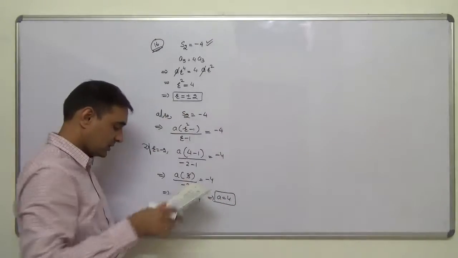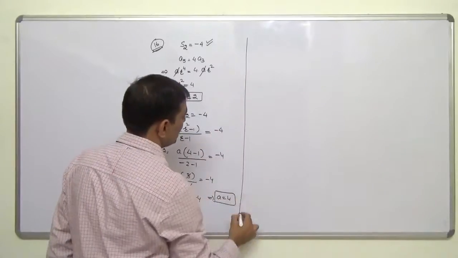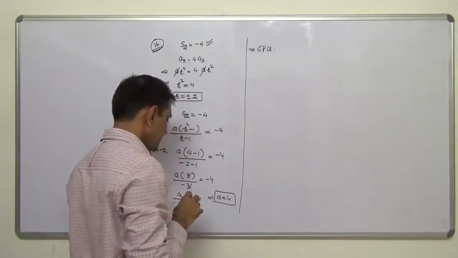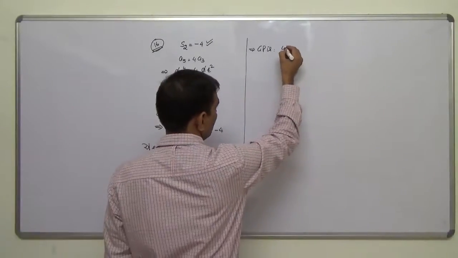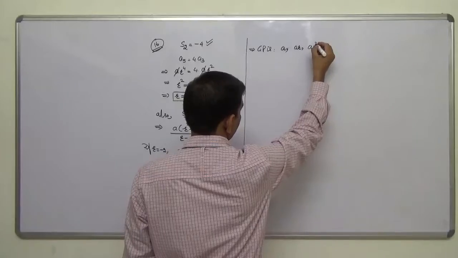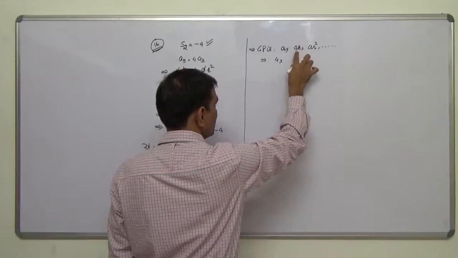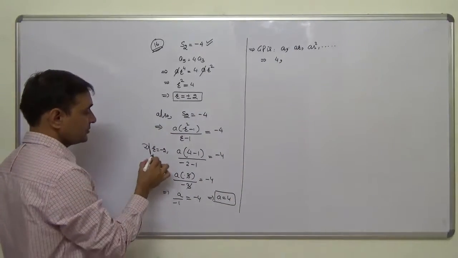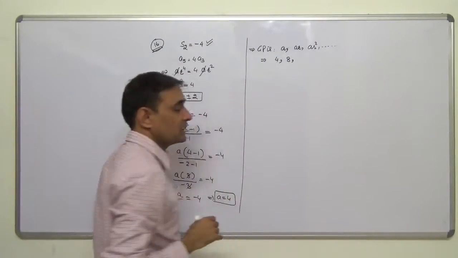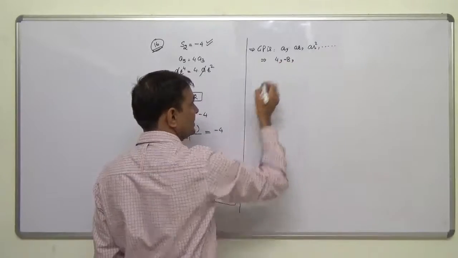R हम ऑलरेडी फाइंड कर चुके हैं. अकॉर्डिंग टू दैट GP हमें फाइंड करनी है. Implies GP is: A is 4, so first term will be 4. GP will be A, second term will be AR, third term is AR square and so on. A is 4. Second term is A into R. R हमने यहाँ पर क्या चूज किया है? -2. So 4 into -2, sorry, it will be -8.